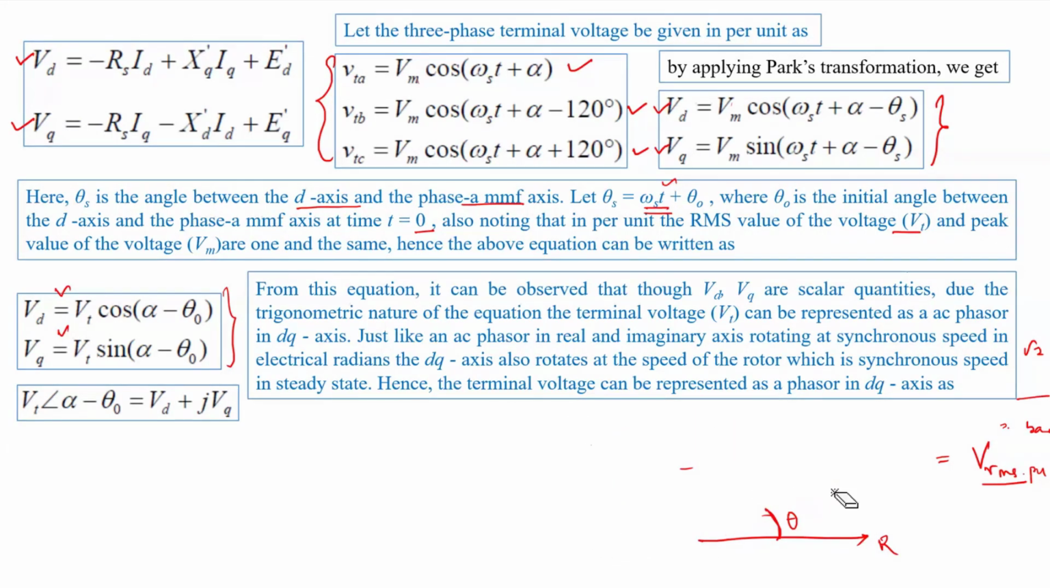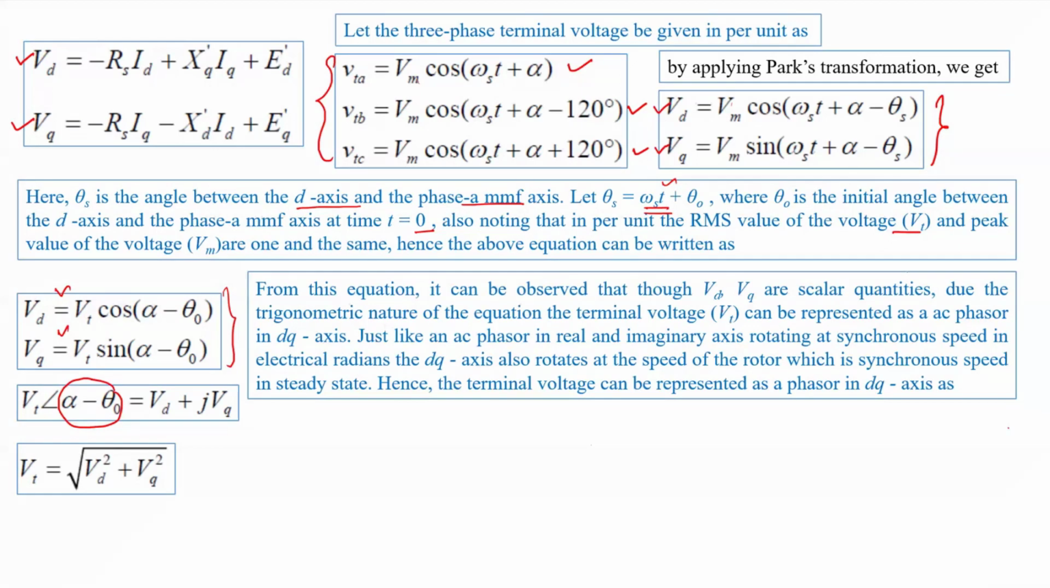Representing the same, we see that Vt with phase angle alpha minus theta naught is equal to Vd plus jVq. It is a similar representation to the real and imaginary axes. And the magnitude of Vt can be found as the square root of Vd square plus Vq square.